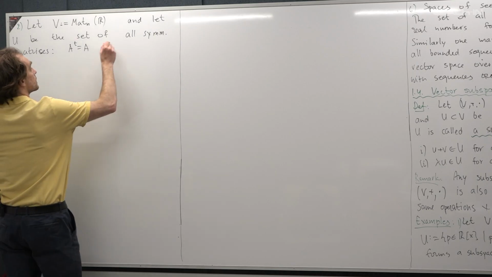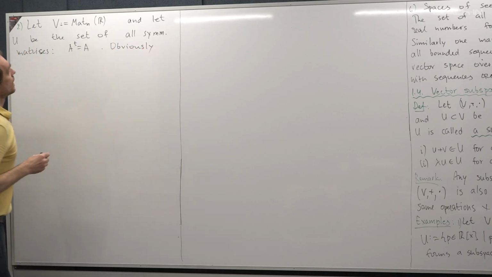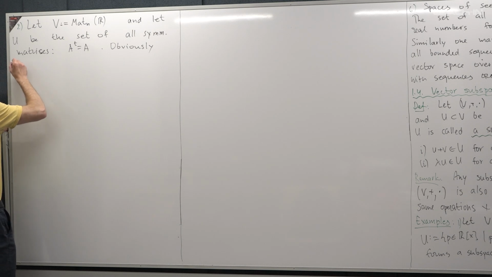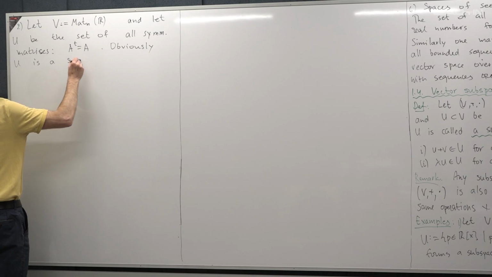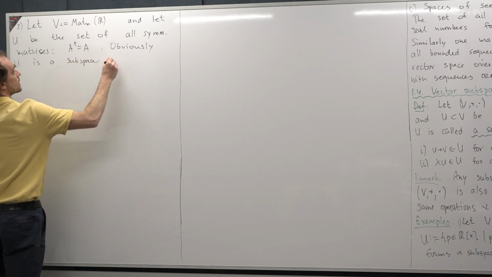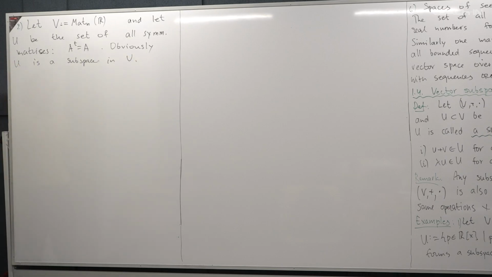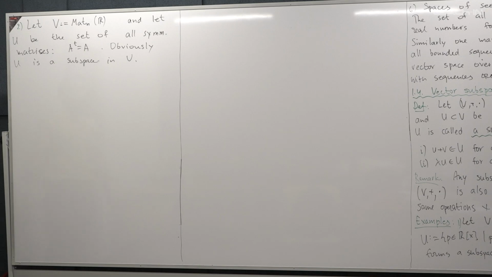So obviously U is a subspace in V, just because the sum of two symmetric matrices is also a symmetric matrix, and the product of a symmetric matrix by any scalar is also a symmetric matrix. And so the same works for matrices with entries from other fields.